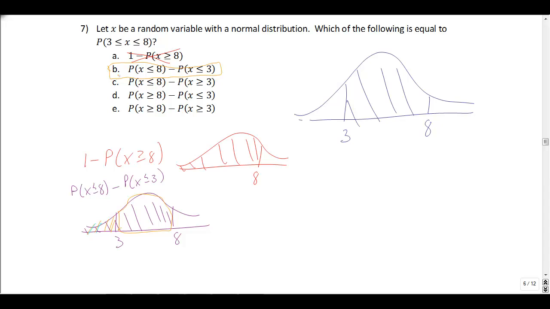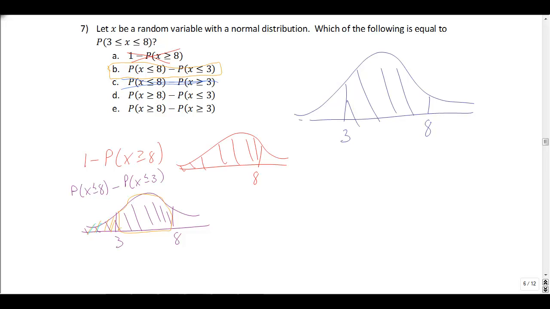In some sense, we're done. If you're confident of that, I'm going to go through and look at the other ones and see what they do. So let's look at C. Probability x is less than or equal to 8 minus probability x greater than or equal to 3. Well, that would be the purple less than or equal to 8, but then we'd subtract the area from 3 to 8. So what you'd get is the left tail less than 3 minus the area of the right tail greater than 8. So that's not what we want here, at least not in general.